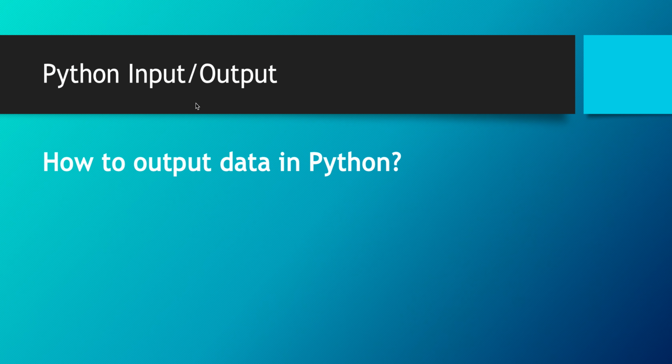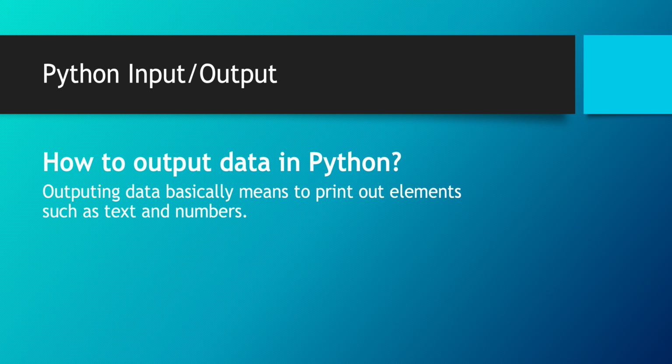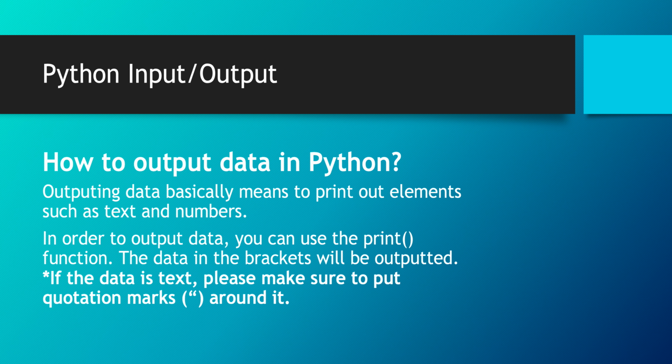So first, how do you output data in Python? Outputting data basically means to print out elements like text and numbers. For example, you can print out hello world or 16. These are examples of data you can print out. And in order to output data, you can use the print function. The data in the brackets right here is what will be outputted.